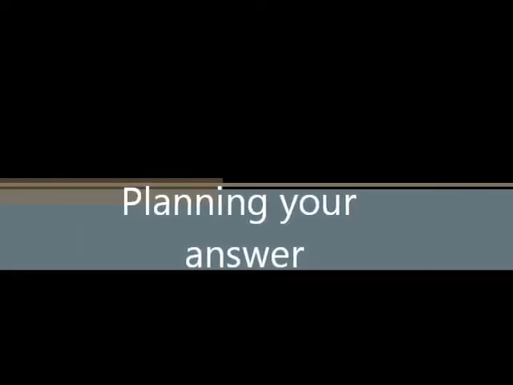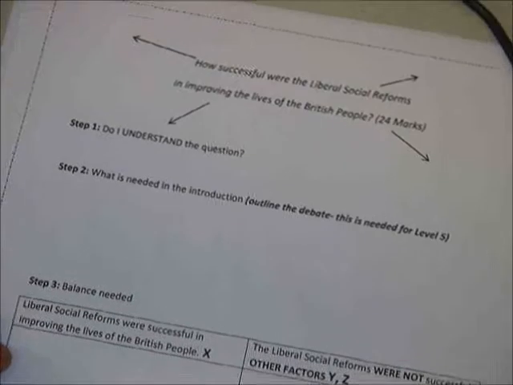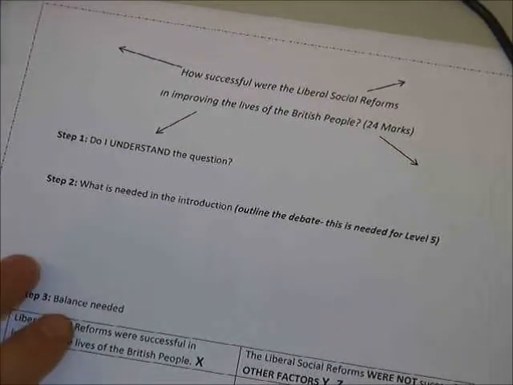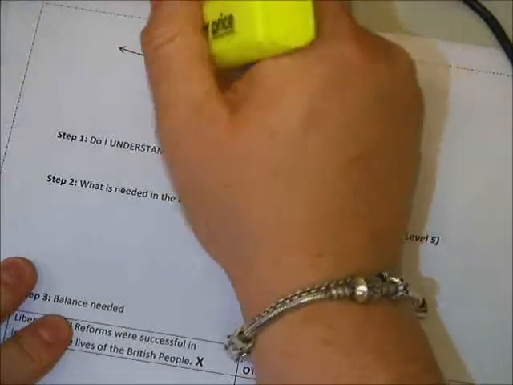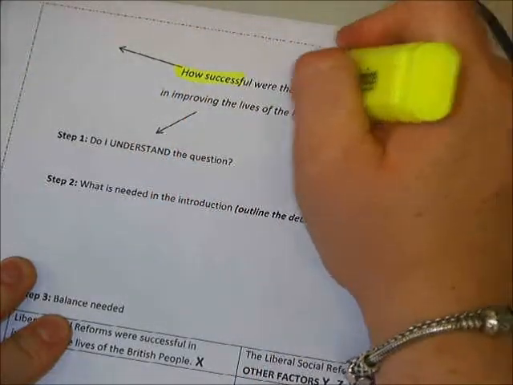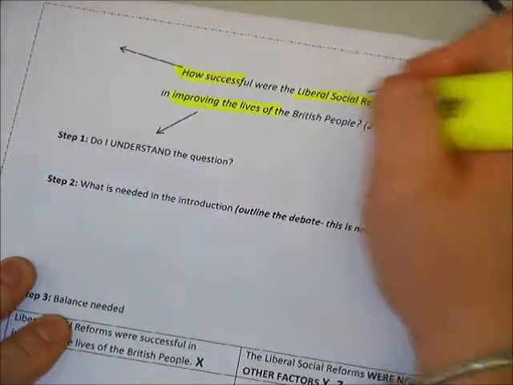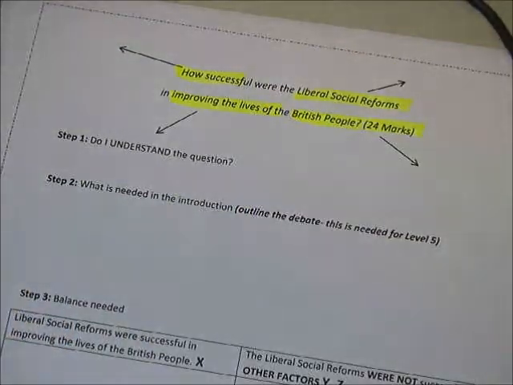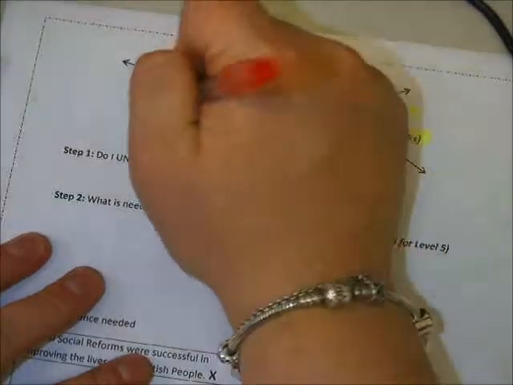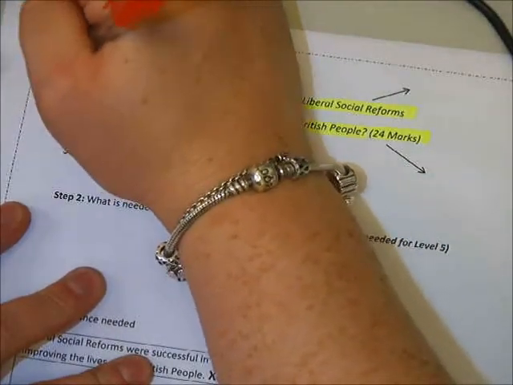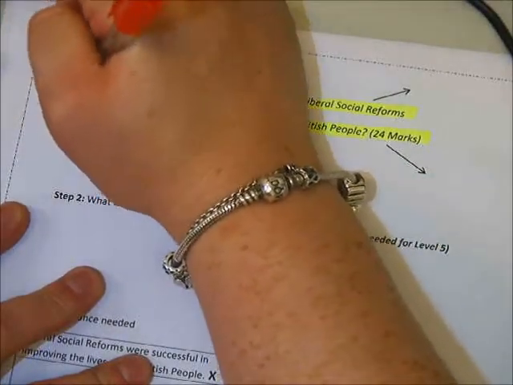In the next part of the video, we're going to look at actually planning out your answer. So we need to first of all check your understanding again. So the question is, how successful were the Liberal social reforms in improving the lives of British people? And we know it's a 24 marker. In a how successful question, we're looking for balance. So you need to make sure you're looking at both sides of the debate, and we're going to get to that in just a moment.